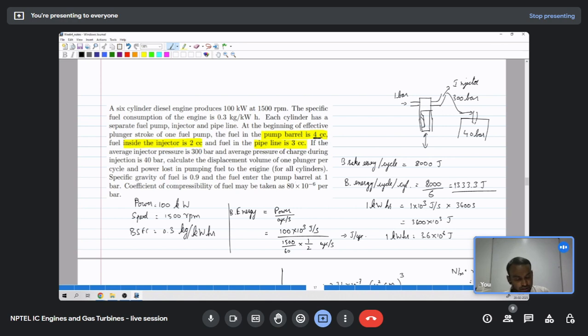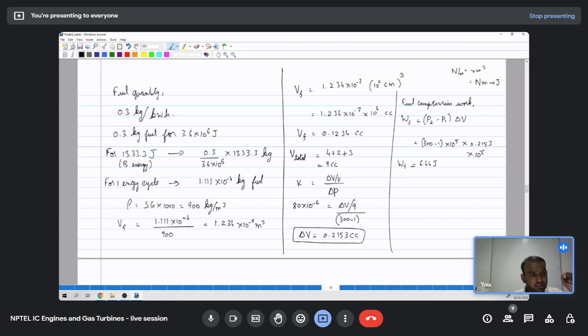And next is to calculate the power lost in pumping fuel to the engine for all the 6 cylinders. So we have calculated the energy loss per cylinder in terms of energy. This we have to convert to power for all the 6 cylinders. So for 6 cylinders, we will have 6 into 6.44, so that is 38.64 joules per cycle for all the 6 cylinders.